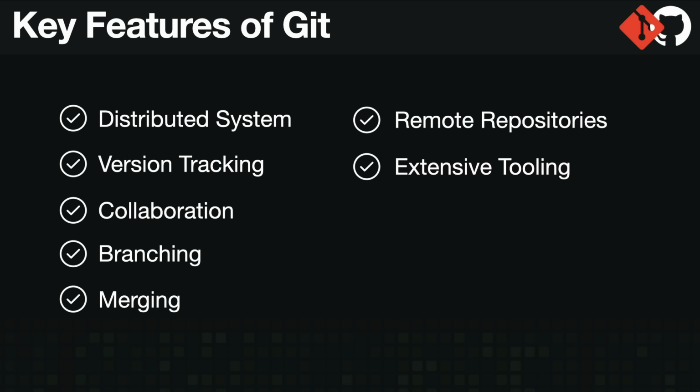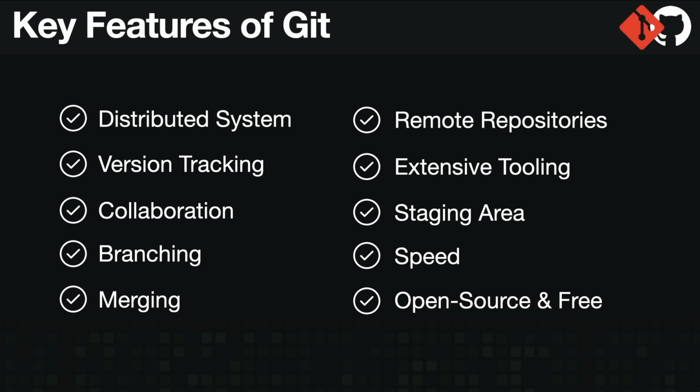Extensive tooling, so Git is supported by many tools, including IDEs. And we're going to learn about the workflow soon when it comes to Git. But in addition to your repository, there's also a staging area that you can put files in before you actually commit them to your local repository. The speed, so Git is very fast and efficient. It also uses SHA-1 hashing to ensure data integrity. And of course, it's open source and free. It's widely available without licensing costs. It has a large community and support for plugins and things like that.